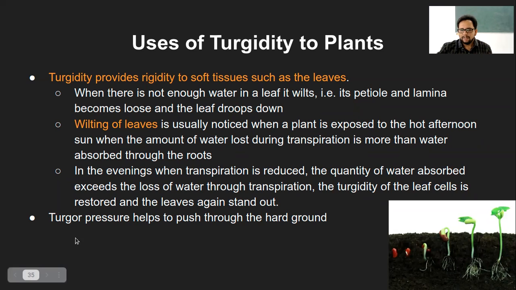And turgidity, or the turgor pressure, also helps to push through the hard ground. This is one of the phenomena showing how turgidity provides a lot of rigidity to soft tissue. The sprout is actually very soft, but it pushes through the ground because of the turgor pressure that is built inside those cells, and that is how it comes out as a sapling later.